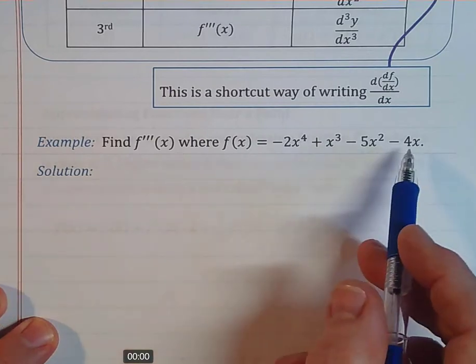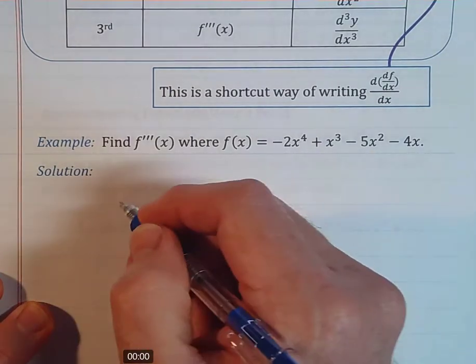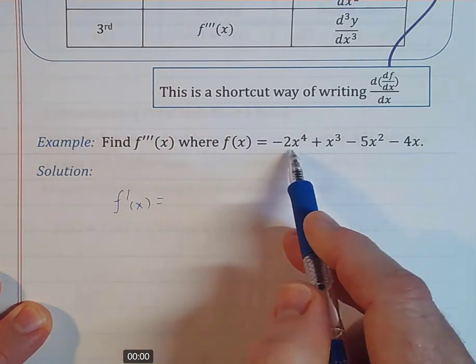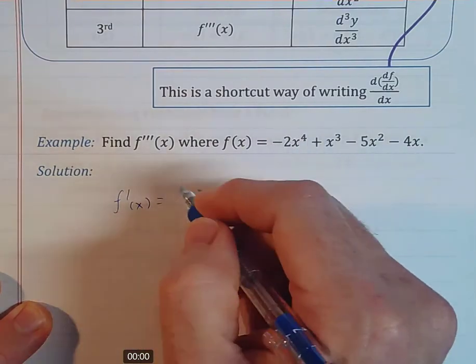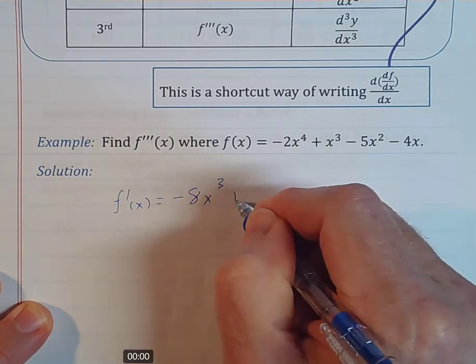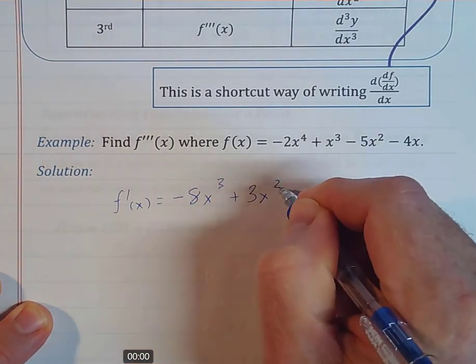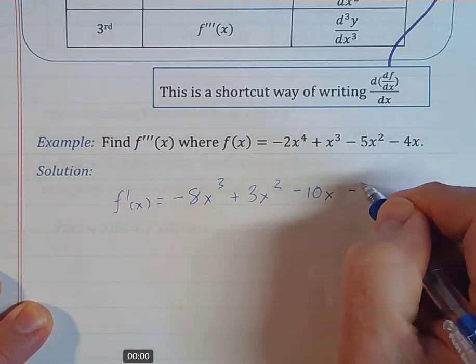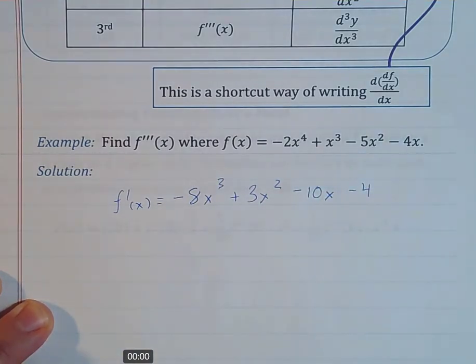Well, it turns out that if you have polynomials, then this is actually pretty straightforward. The first derivative, let's see, that would be, the 4 is going to come out in front, so we get negative 8x cubed plus 3x squared minus 10x. And that would give me a negative 4. Okay, so I'm just using my differentiation rules there.